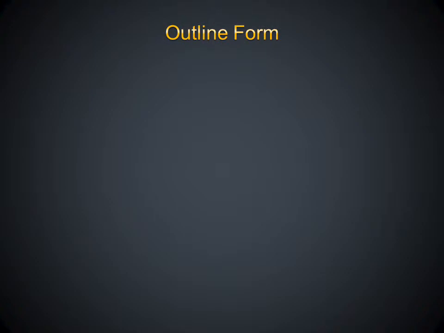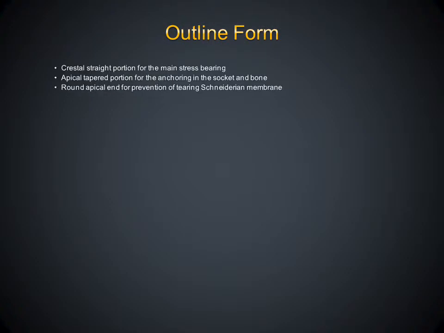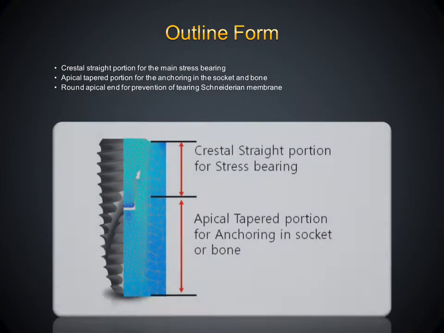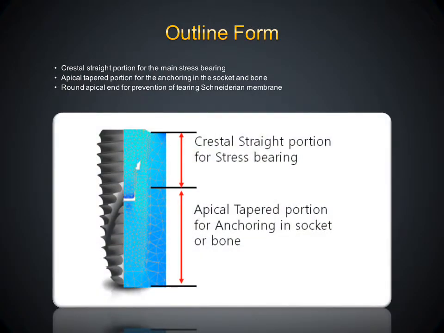INNO Implant System's outline form is composed of the crestal straight portion for the main stress bearing, the apical tapered portion for anchoring in the socket and bone, and the round apical end for prevention of tearing the Schneiderian membrane in the sinus.